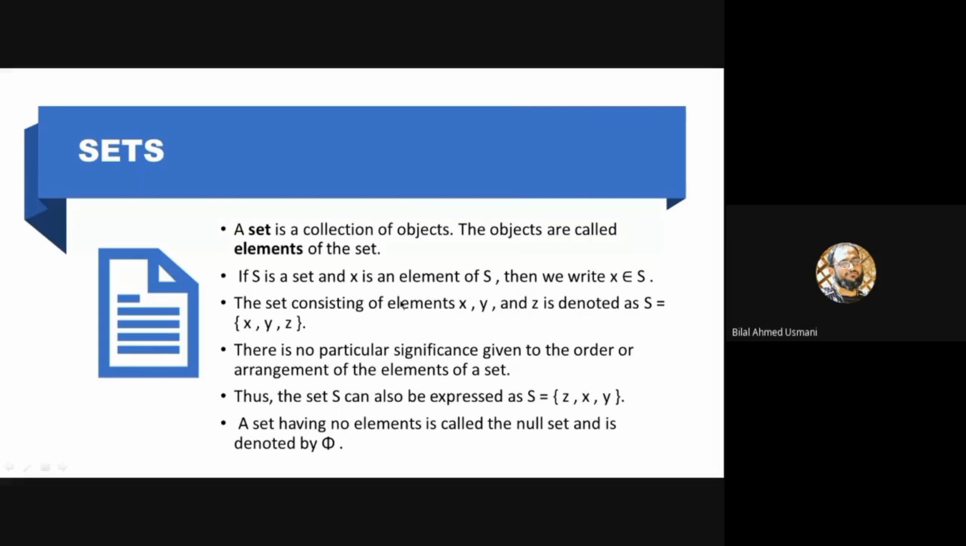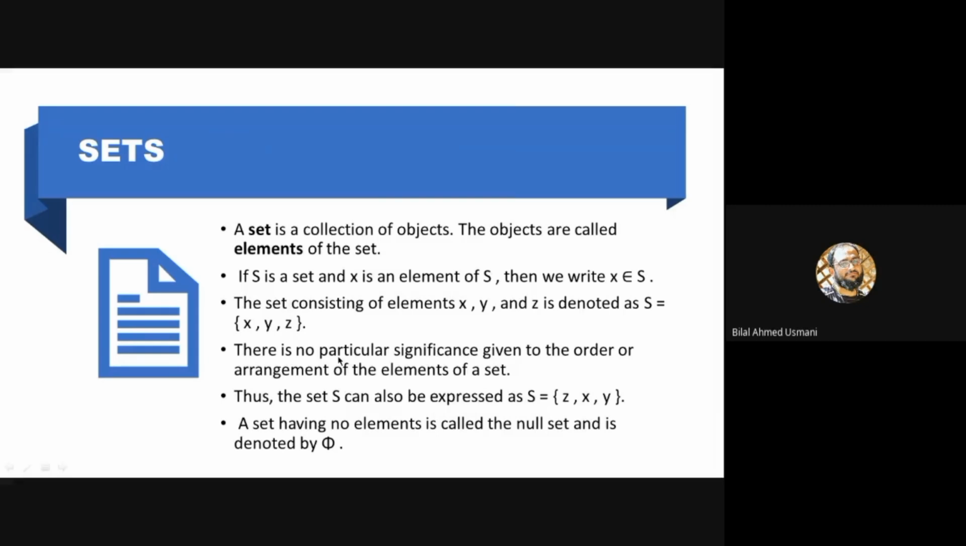The set consisting of elements x, y, and z is denoted by S equal to {x, y, z}. There is no particular significance given to the order or arrangement of the elements of the set. Elements of the set are not ordered pairs, so there is no order in that. You can write x, y, z, you can write z, x, y, whatever you want. Thus, the set S can also be represented like that. A set having no elements is called a null set, and it is denoted by phi.